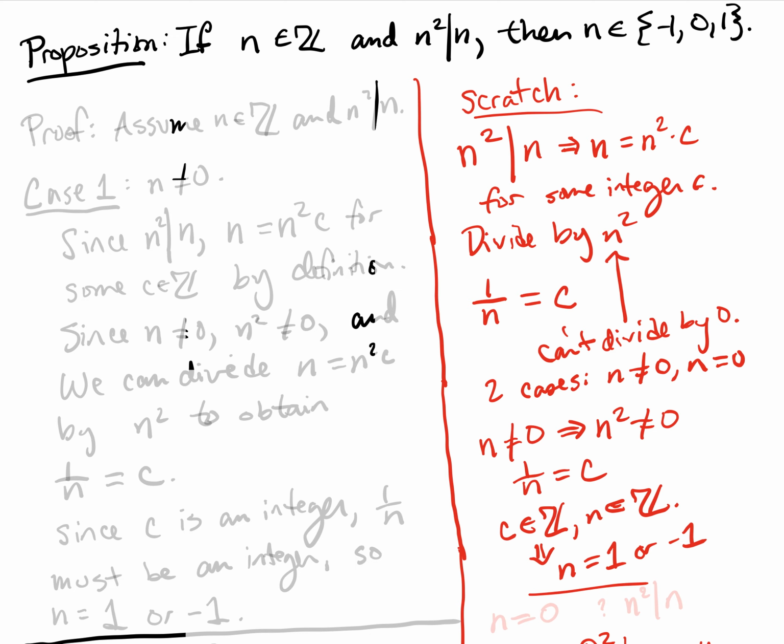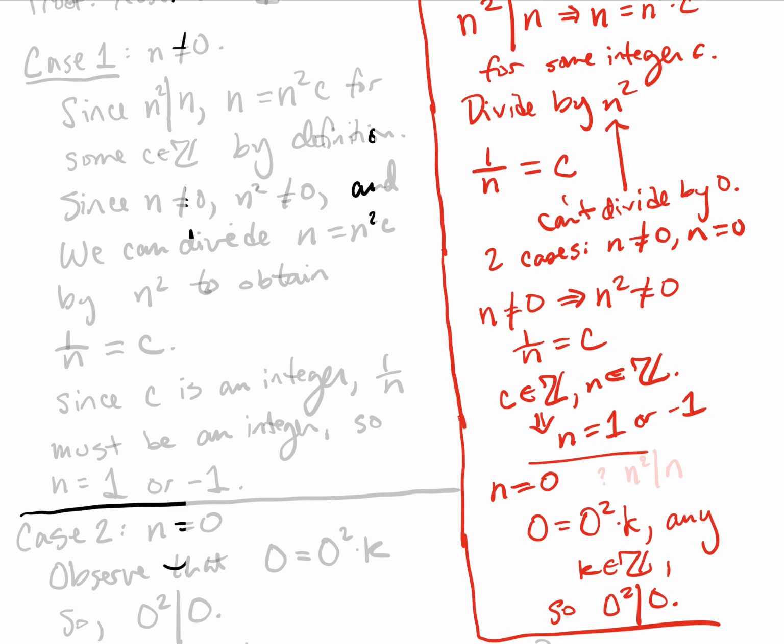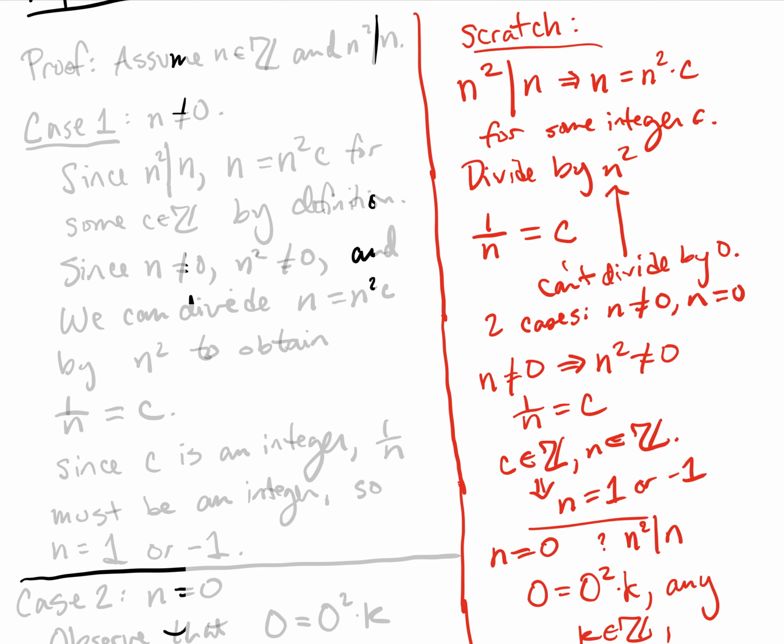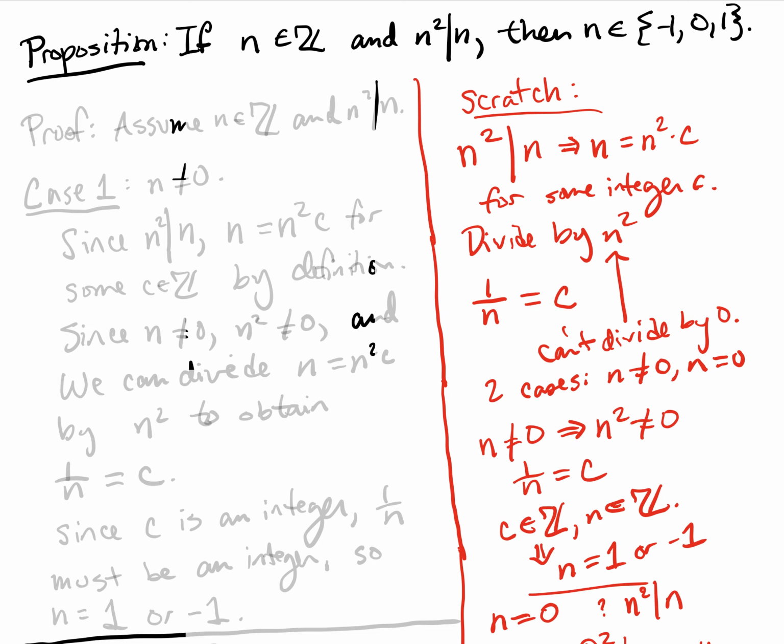If n is equal to 0, we're trying to figure out whether n squared divides n. Well, if n is 0, then 0 is equal to n squared times 0. So yes, this is true in that case as well. So if n squared divides n, then n could be 0, or n could be 1, or n could be -1, and those are our only possibilities. Now that we've worked through that, let's write it out formally as a proof.